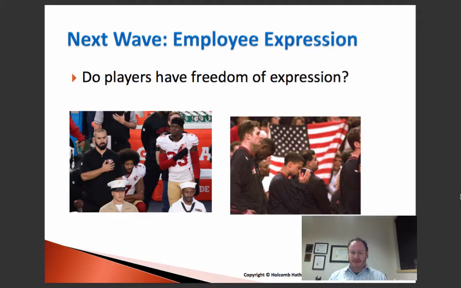So those are a couple of instances where issues of employee freedom of expression have come into play within the professional sports realm. But for the takeaways here, as future sport managers, it again goes back to knowledge and awareness of the law and how to craft different policies to limit, sidestep, or otherwise avoid potential liability.